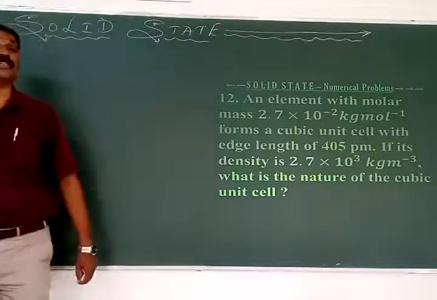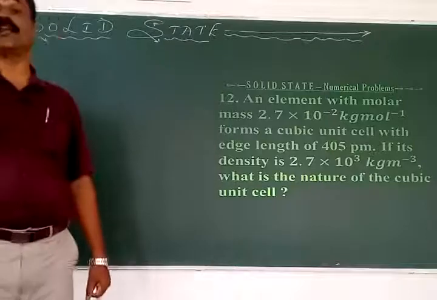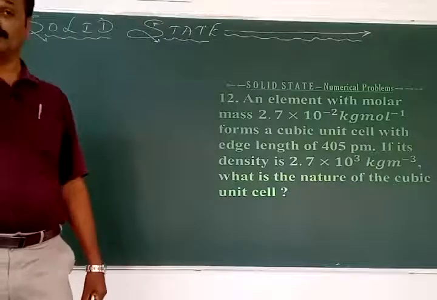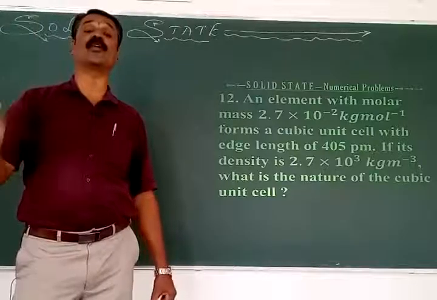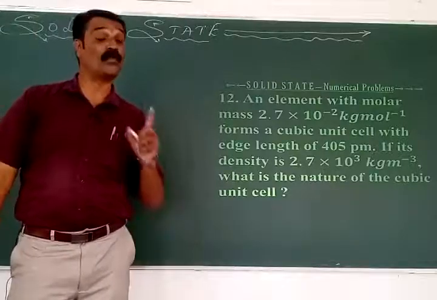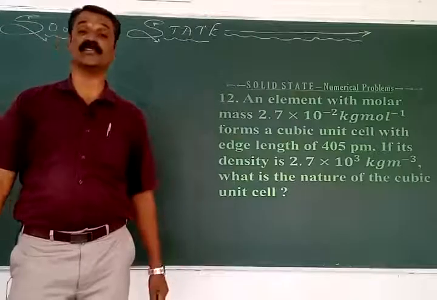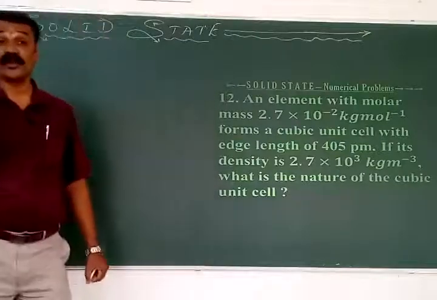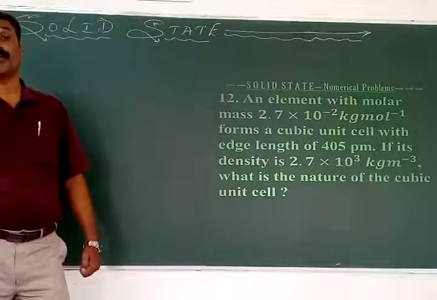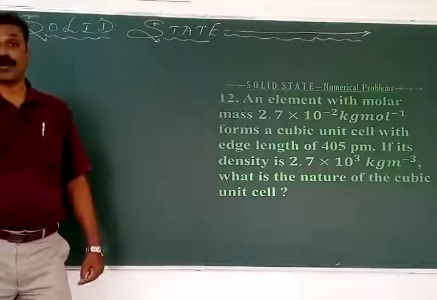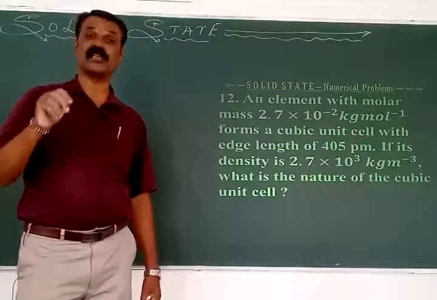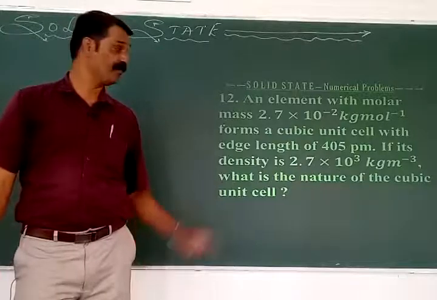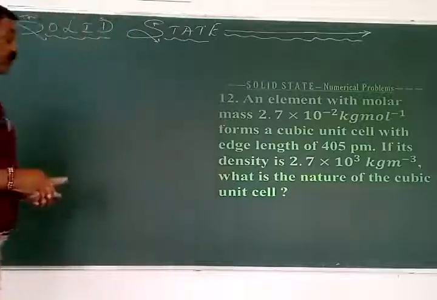Here, the nature of the cubic unit cell means we have three different types: simple cubic unit cell, body-centered cubic unit cell, and face-centered cubic unit cell. They all depend upon the value of Z, the number of particles present per unit cell of that crystal lattice. Z equal to 1 means it is SCC, 2 means it is BCC, and 4 means it is FCC.